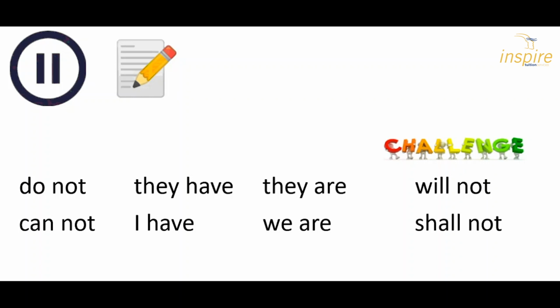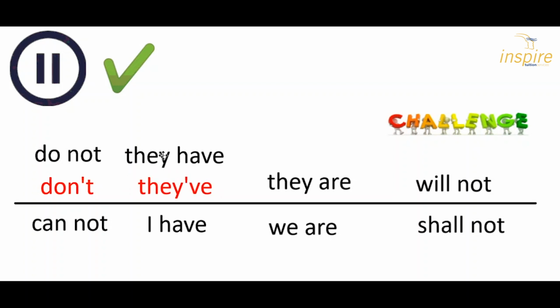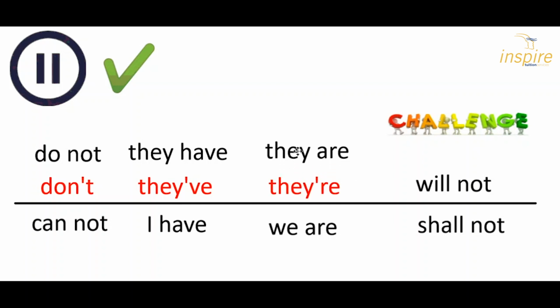Pause the video and have a go at this challenge. Can you write these words as contractions? Do not will become don't. The words have been pushed together, and where the O is missing is an apostrophe. They have, they've. The H and A are missing, the word's been pushed together, and an apostrophe has been put where the H and A are missing. They are becomes they're.